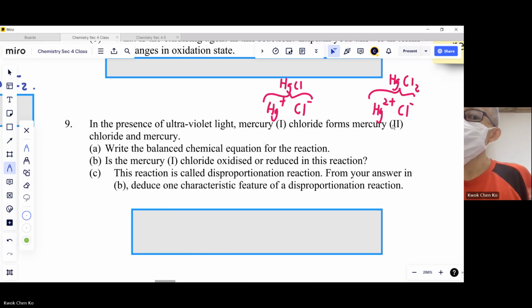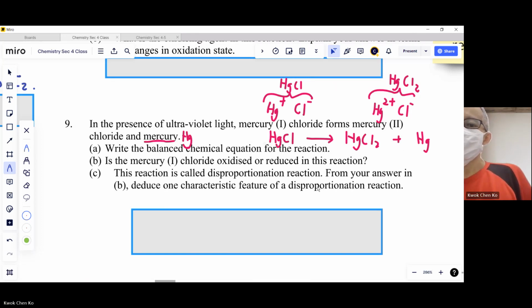Yes, good. And then it also forms mercury. So this is the product. This is also the product. And this is the reactant. Then my reaction should be written like this: reactant on the left, products on the right. Then you balance it.